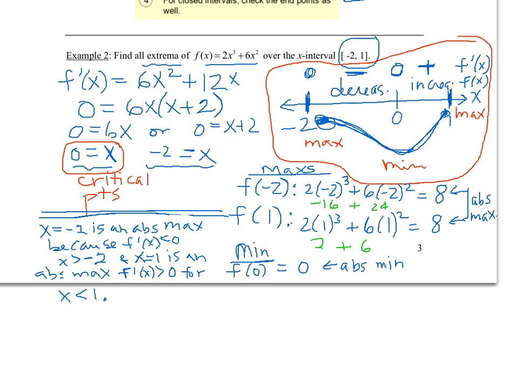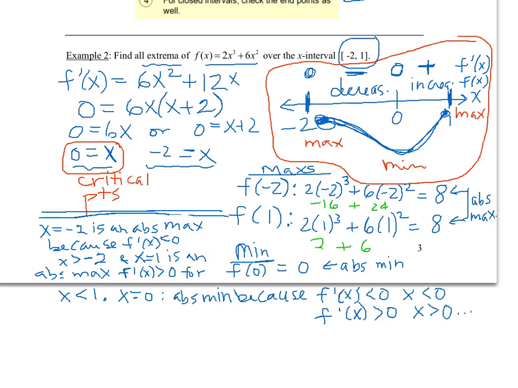And for the same logic, you could say the same thing at x equals 0. You've got an absolute min because f prime of x is less than 0 for x less than 0, and f prime of x is greater than 0 for x greater than 0.